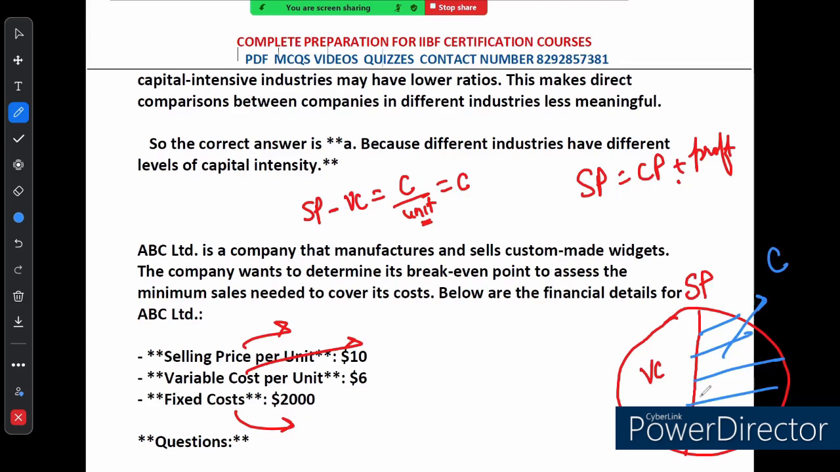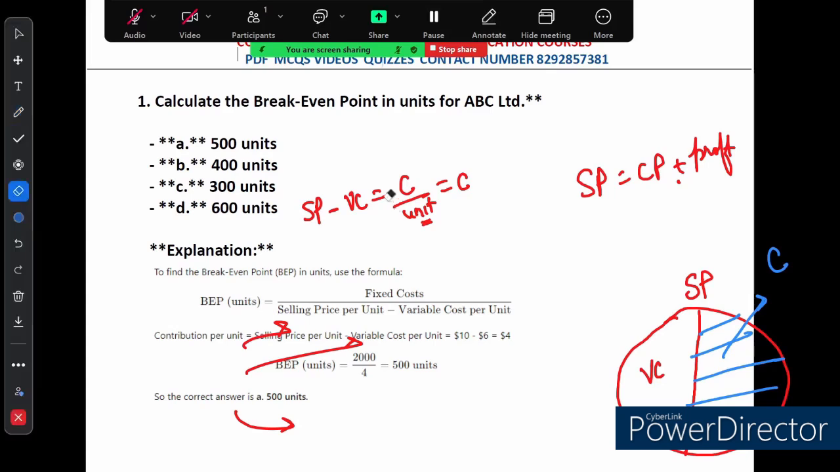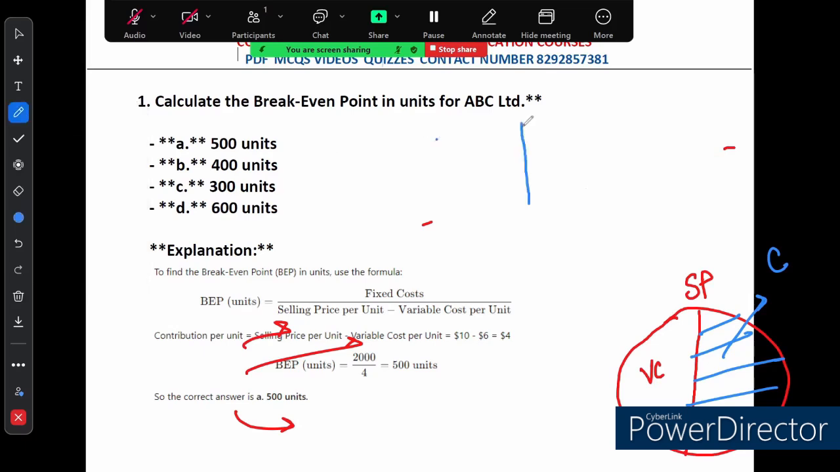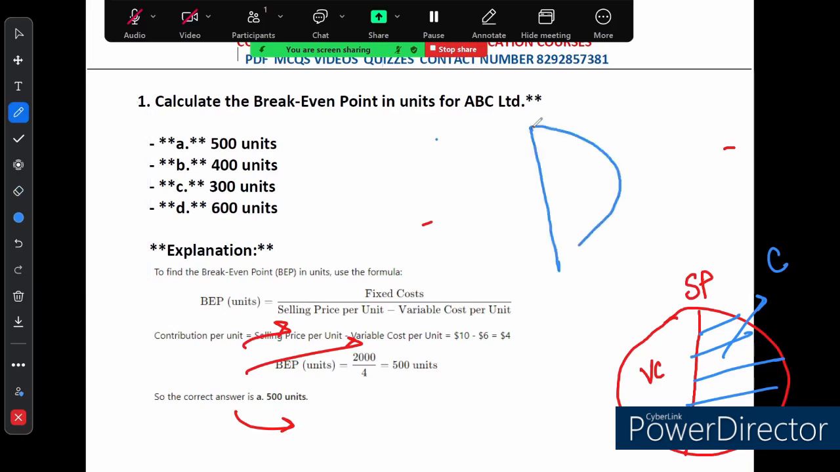Now let me move on to the next slide and erase this. Hopefully you have understood what contribution margin is. Let me draw it again, as I think it is not drawn perfectly. Try to understand this concept. This is a very important concept. Once you understand it, you can solve any type of break-even point question easily.